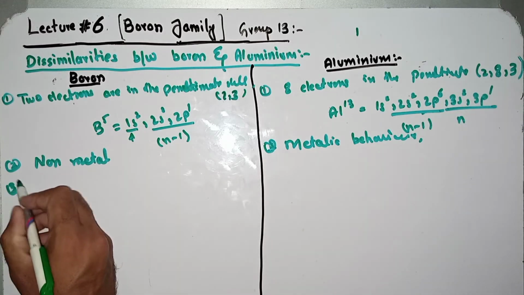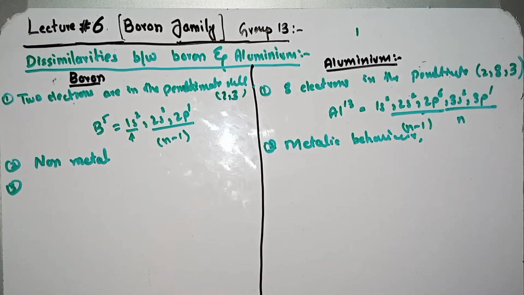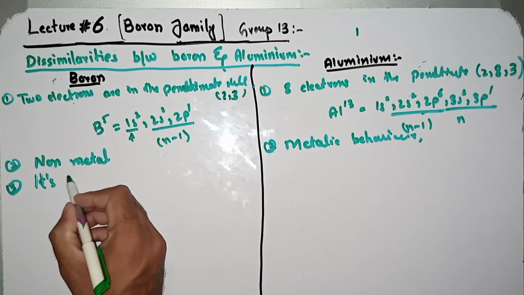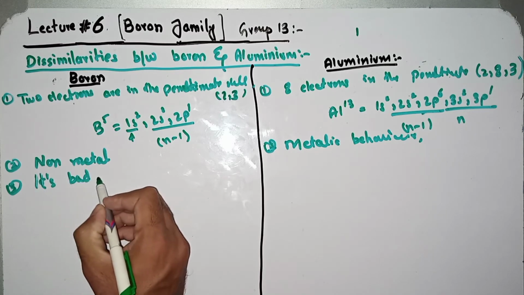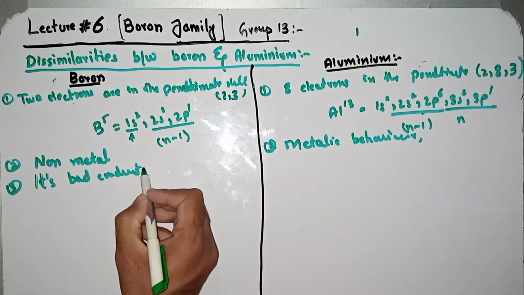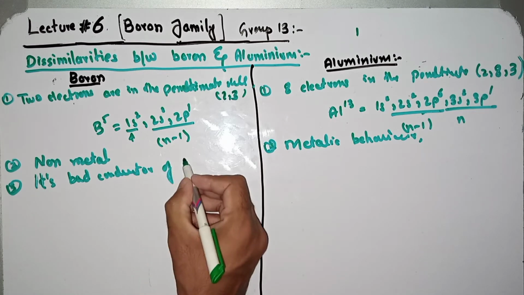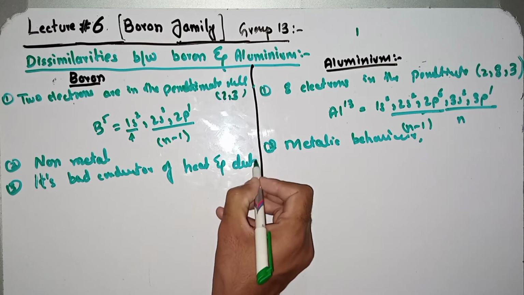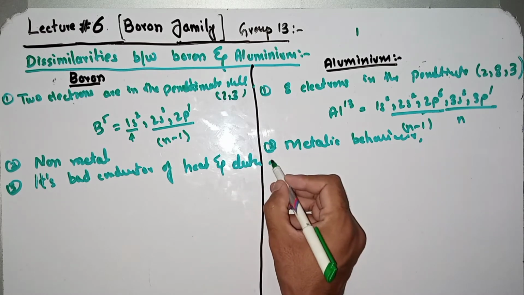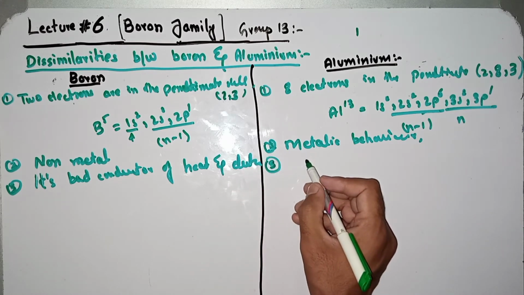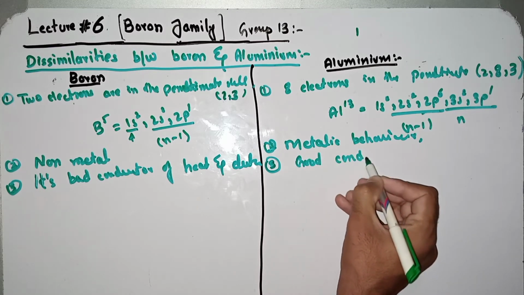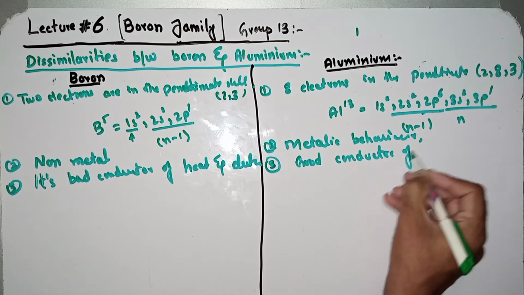Another difference between boron and aluminum is that boron is a bad conductor of heat and electricity. But in case of aluminum, it is a good conductor of heat and electricity.